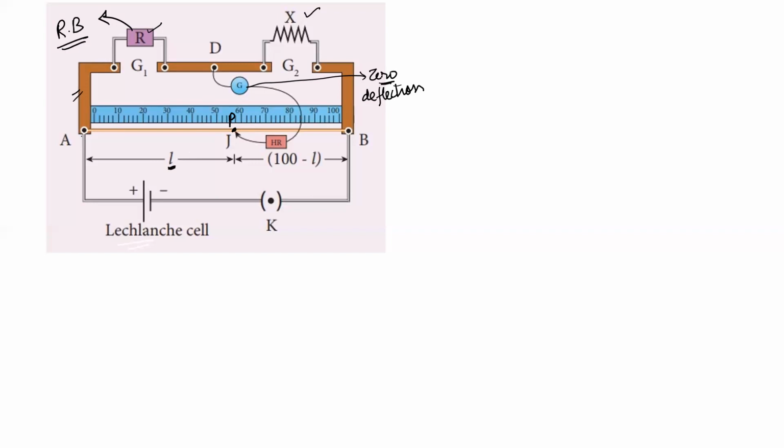Most important point is, this wire of manganese and constantan must be uniform throughout. It should not have less or more area anywhere, and it should have the same composition.